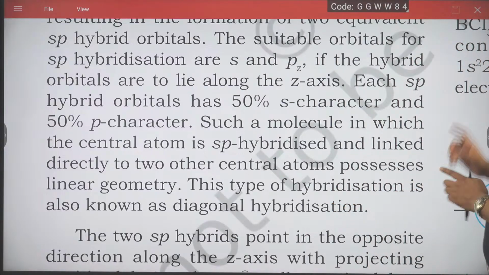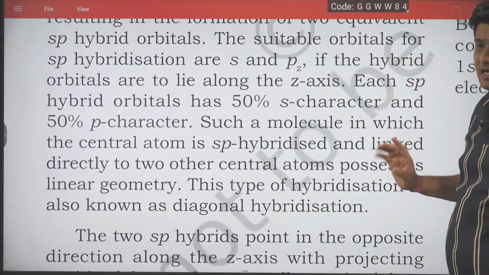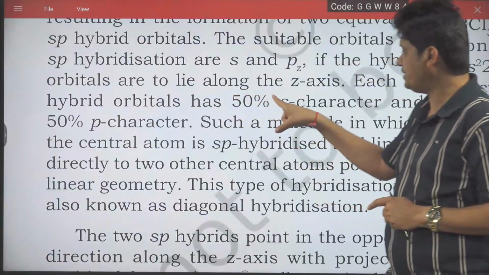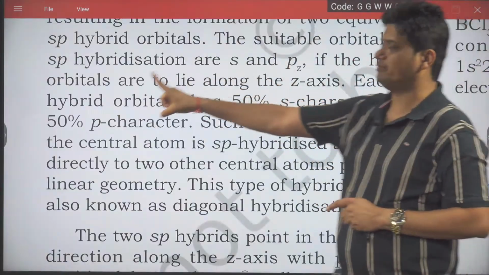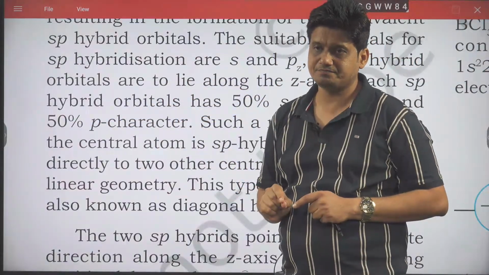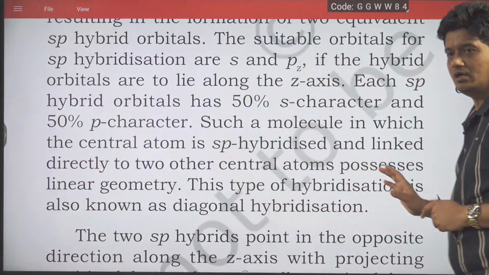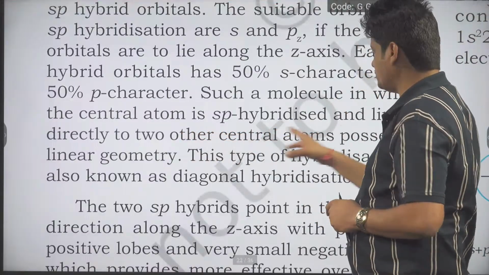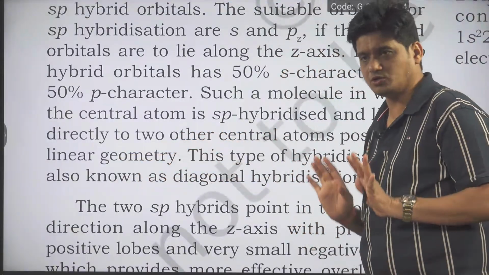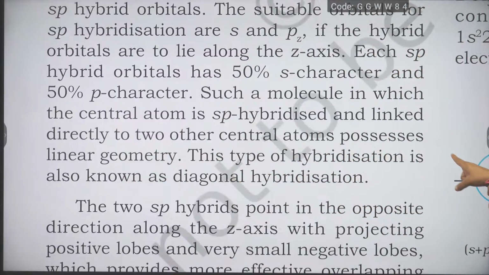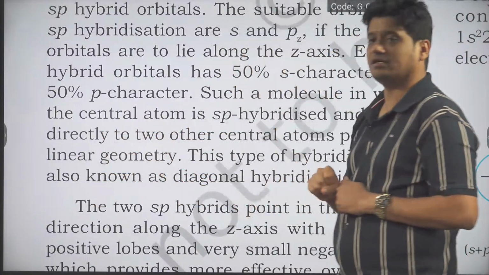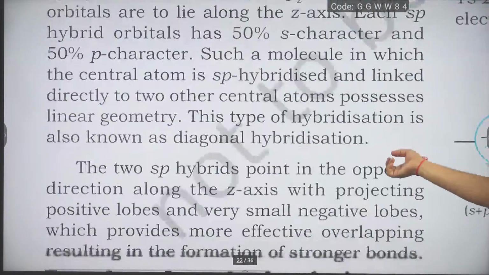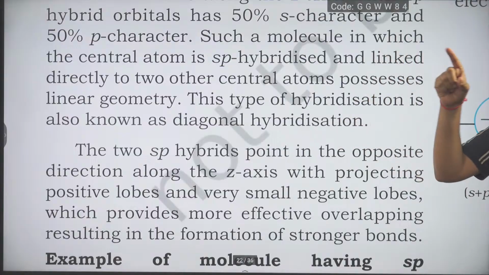What line are they saying? They are not saying directly that sp has 50% s character. Each sp hybrid orbital has 50% s character and 50% p character. Okay or not? Move to the next part. Such a molecule linked indirectly to the other central atom possesses linear geometry. This is also discussed. This type of hybridization is also known as diagonal hybridization.